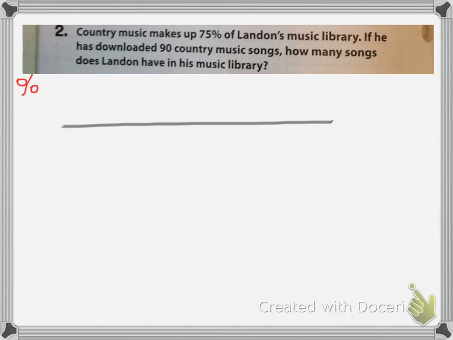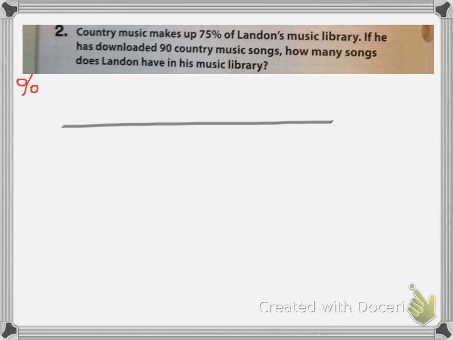In the next example, it says, country music makes up 75% of Landon's music library. If he has downloaded 90 country music songs, how many songs does Landon have in his music library? So you want to ask yourself first, too, what did they give me? Did they give me the part or the whole? Well, it says he's downloaded 70 country music songs. I'm sorry, 90. So what they're saying is that 90 is equal to 75%.